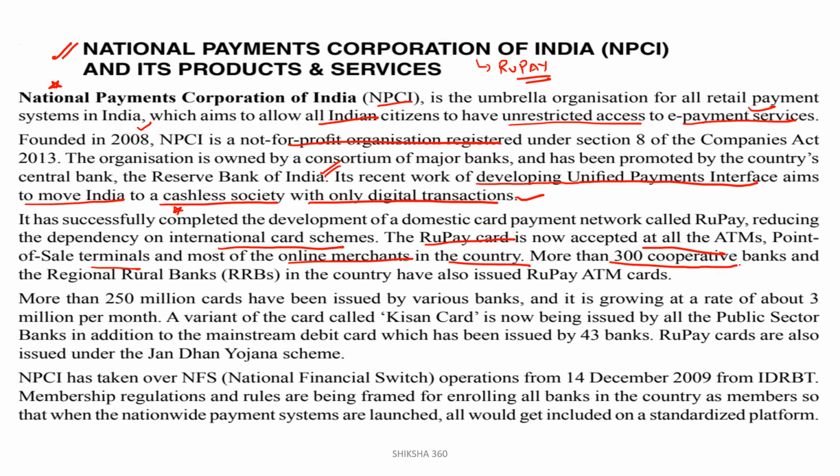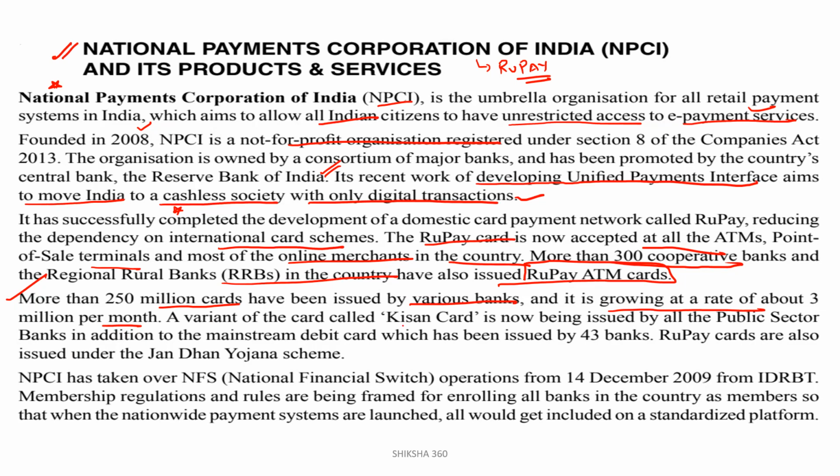More than 300 cooperative banks and regional rural banks in the country have also issued RuPay ATM cards. More than 250 million cards have been issued by the various banks, and it is growing at a rate of 3 million per month. Clear?